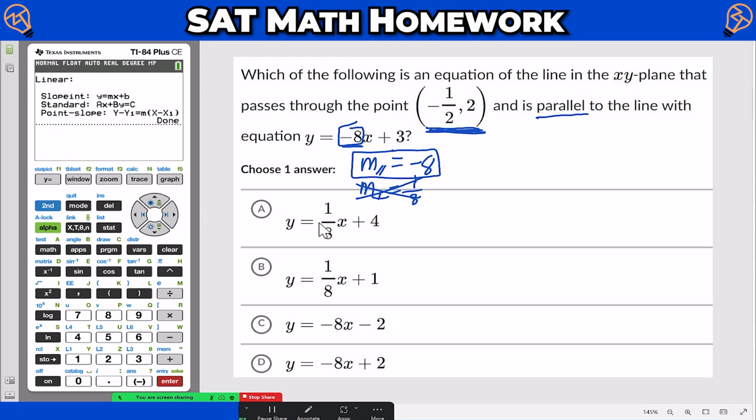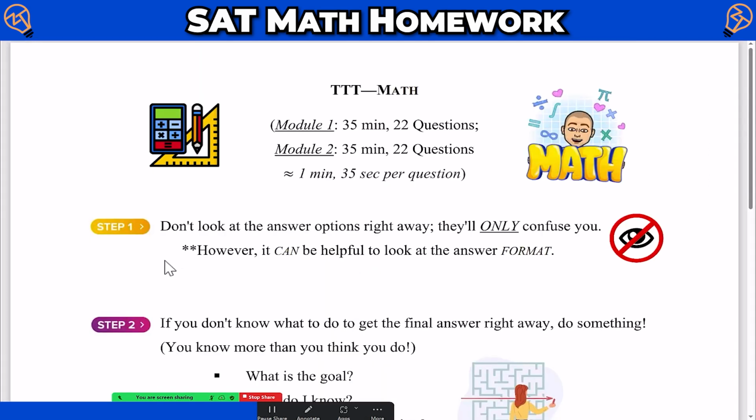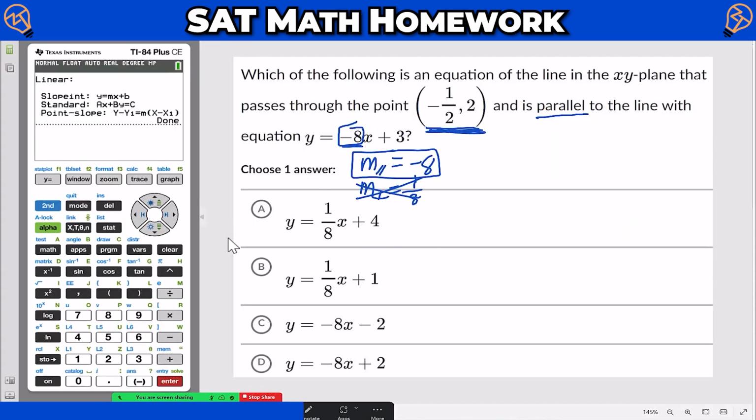And as we state in our first step of our triple T document, Tom's testing tips, we don't want to look at the answer options right away because they'll only confuse us. However, it can be helpful to look at the answer format. And notice, based on the answer format, they're all in slope intercept form. Well, that doesn't mean that you always start in slope intercept form. That's where we want to finish in this case. We're going to start where it makes the most logical sense. And in this case, because we have a point and a slope, we're going to start with point slope form.